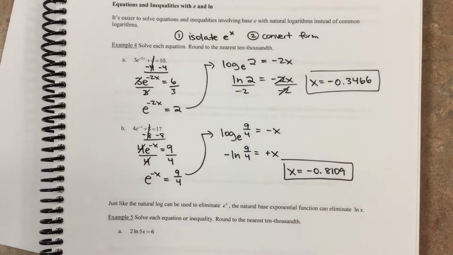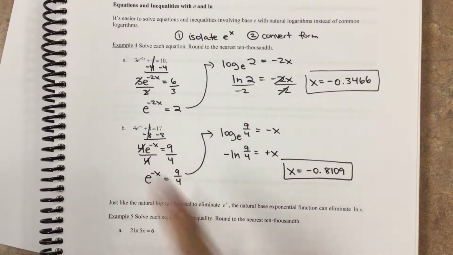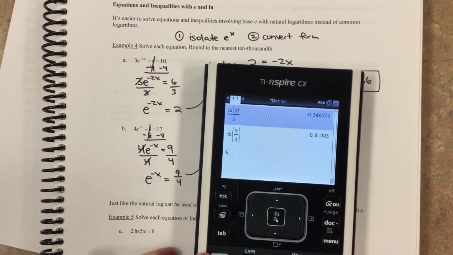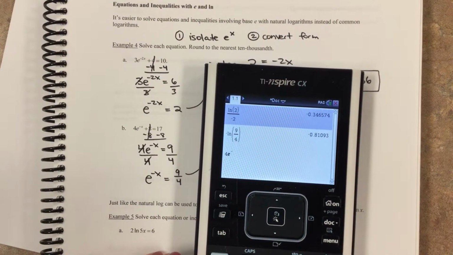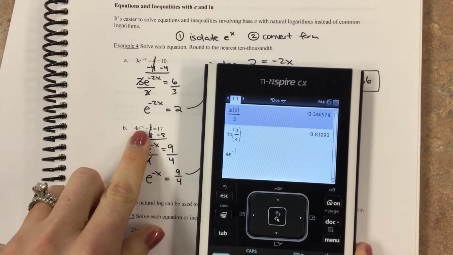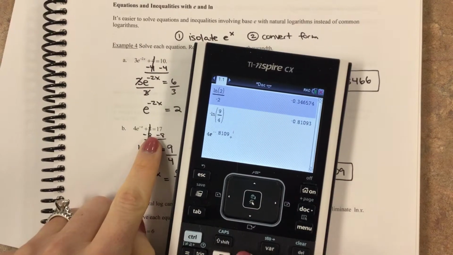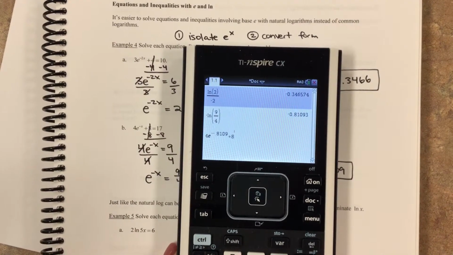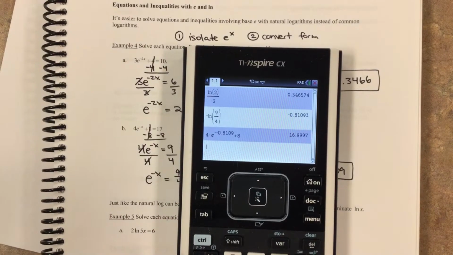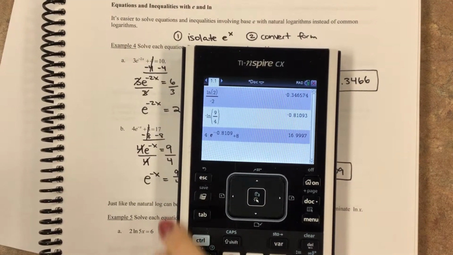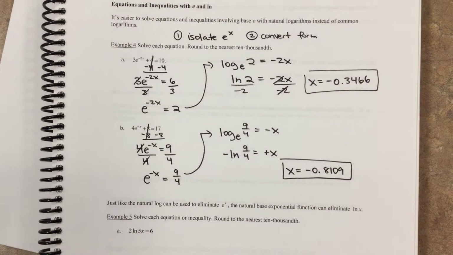Okay, so that would be your answer there. And you can always plug these in, and there are of course going to be approximations, but we could plug this in, for instance. If I plugged in 4 e to the negative, I have a negative in here, and my answer is a negative 0.8109, and then plus 8. I should get just about 17. It's not going to be perfect because this is an approximation, but you can see it's super, super close. So you can check your answers that way.